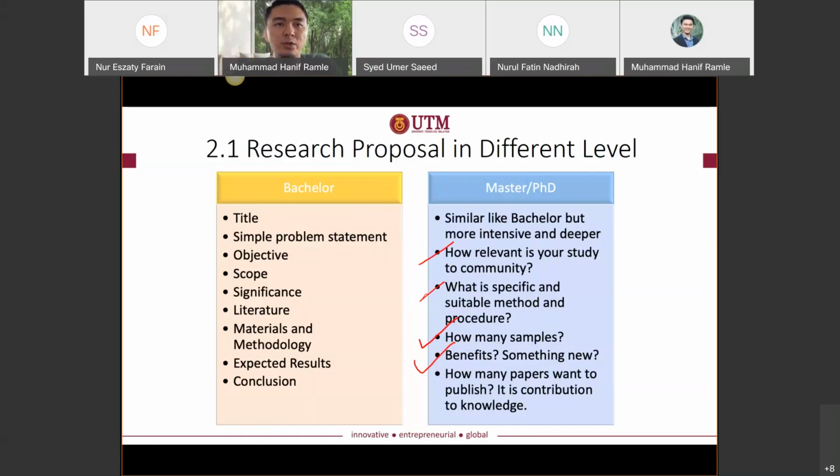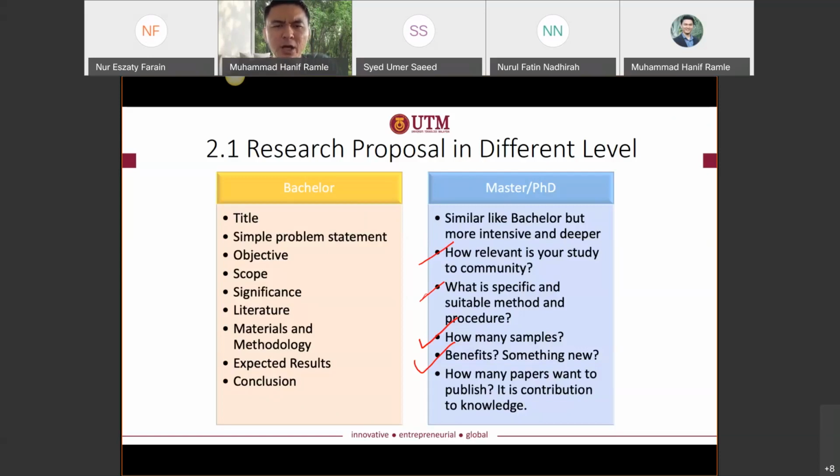UTM gives some guidelines, some requirements to students. For the master student at the moment, you have to publish at least one Scopus paper. Then you are eligible to sit for the Viva. Otherwise, you cannot sit for the Viva and you cannot graduate. That one is for master. But for PhD, you have to publish at least 2 papers. This is the requirement by UTM, University Technology Malaysia.